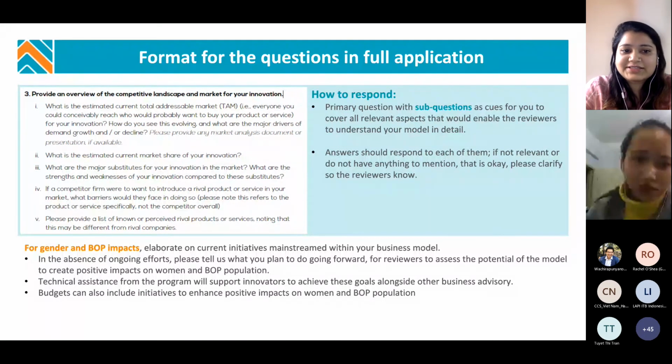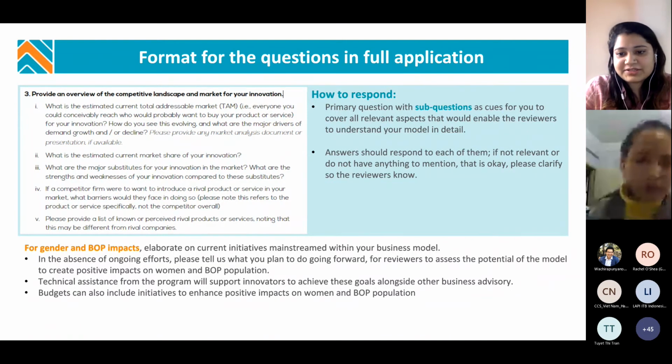So this is an example we just wanted to share. The platform will be the same. You've already used it in the concept note, so the familiarity of the platform will be similar, but the format of the questions will be a little different. Here we also have another recommendation that might be helpful for you while answering these questions.